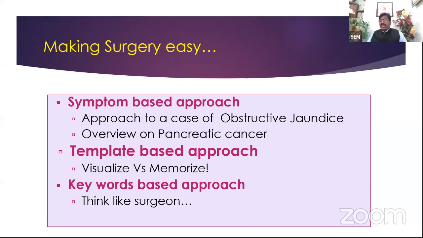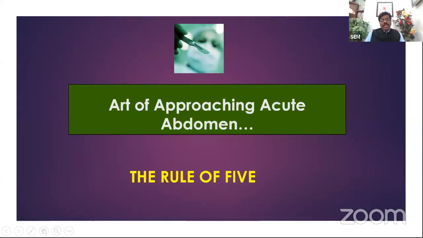And like a surgeon, there are key words in each chapter. For example, in any acute abdomen, there are bound to be a lot of signs. Those signs you need to know how to elicit and understand the limitation of each and every sign. So with that, let's move on to the art of approaching the acute abdomen.